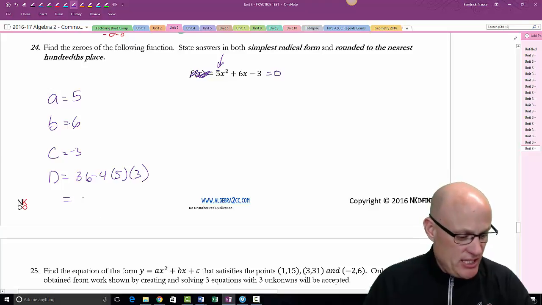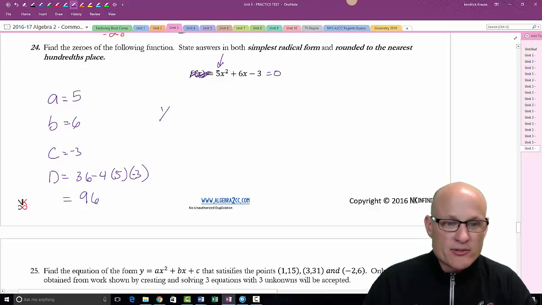So this is equal to times -3. 96. This is equal to 96. So come in here. This one's a little bit easier. X equals -b is -6 over 10. 2 times 5 is 10, plus or minus the square root of 96 over 10.